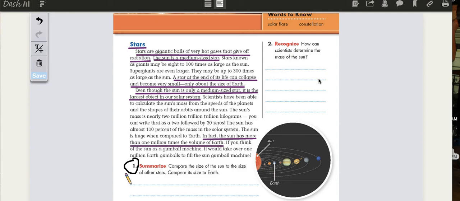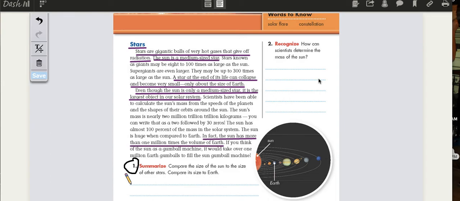Remember the last term when we talked about matter and we talked about gases? We said that gases, when they are heated, they become very fast. So molecules of gases become very fast and they gain a lot of energy. That's why stars give off radiation. It gives us this light that we can see.